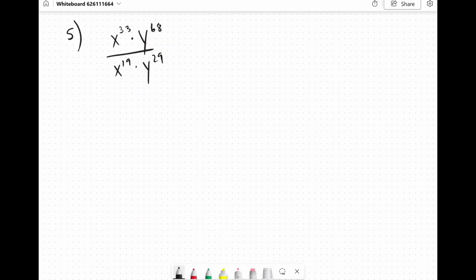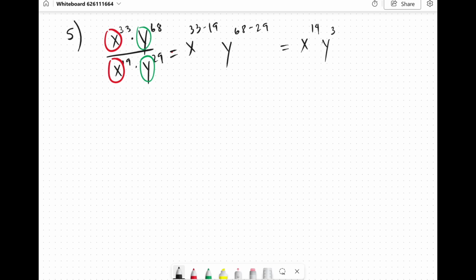Here's your number 5. You have a fraction, and the repeated bases are here and here. If you have repeated bases in a fraction, we subtract the exponents. So for the x's, you're going to have the power of 33 minus 19. Keep in mind that's top minus the bottom. And for the y, you're going to have the power of 68 minus 29. So x has the power of 14 and y has the power of 39.